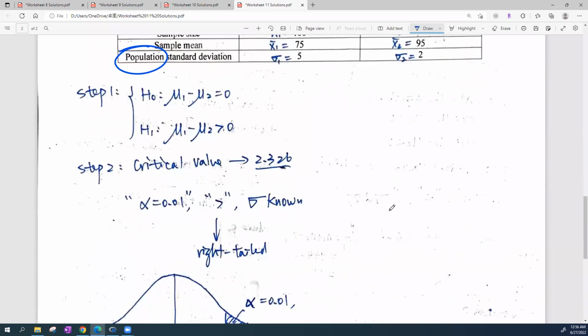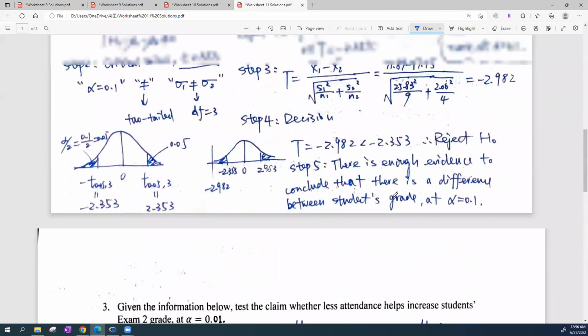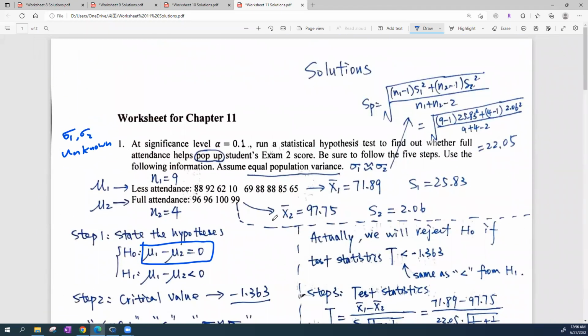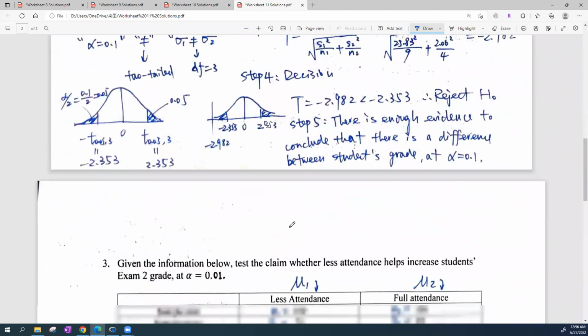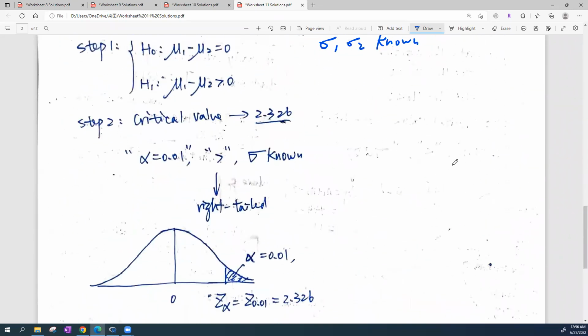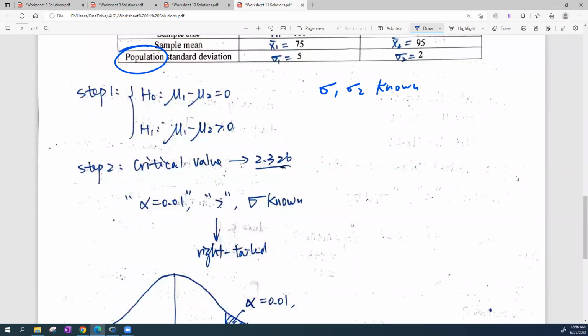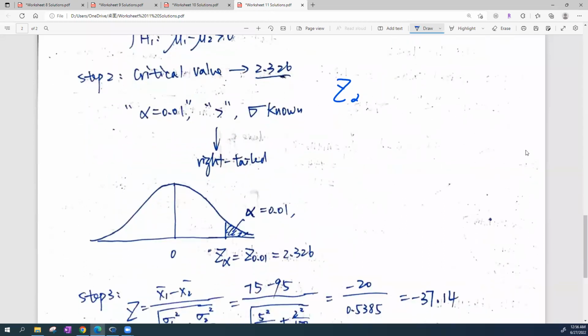This is a right tail test. And sigma known, right? So this is the sigma 1, sigma 2 known case. And the previous 2 questions are both for sigma unknown. And the critical value is going to be what? Z sub alpha, because it is greater than, right tail test, and then alpha is 0.01. So that's Z sub 0.01. We can check the normal table, 2.326.